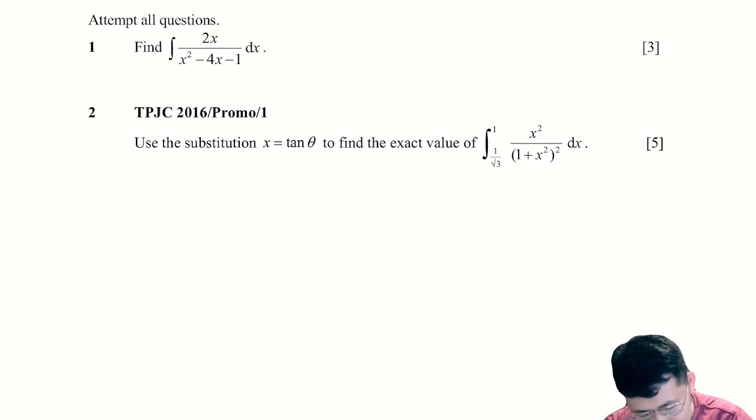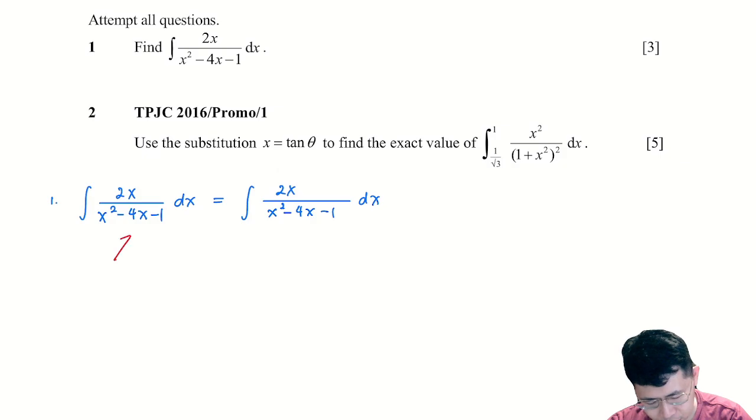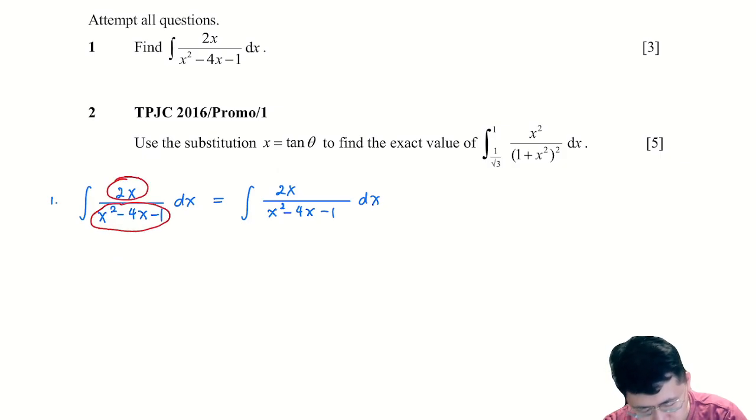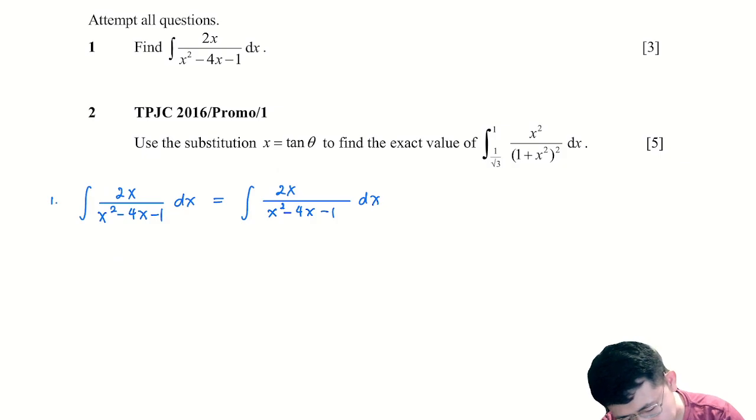Okay, let's take a look at number 1. We're going to integrate this function. Before we start, especially for a rational function, the main strategy is to check whether there are any relationships between the numerator and the denominator. Turns out, we have.